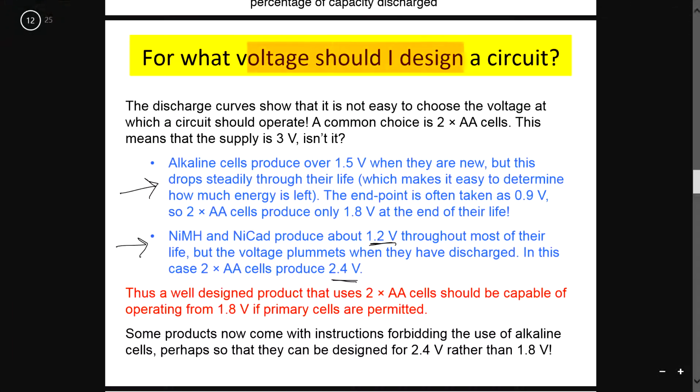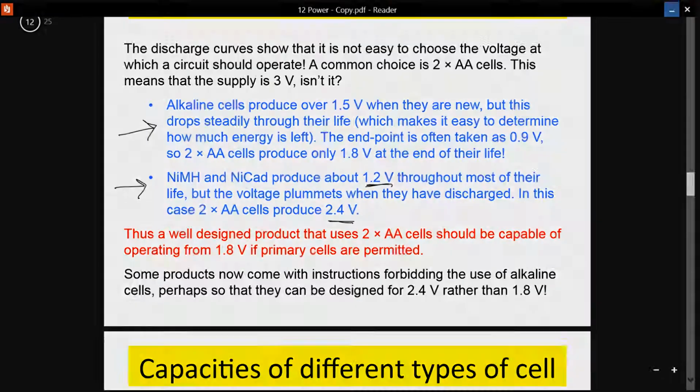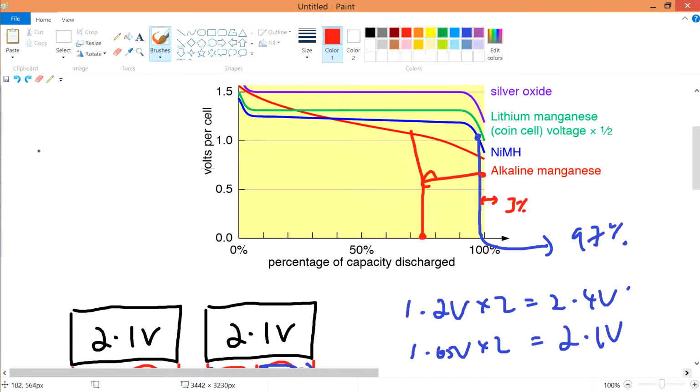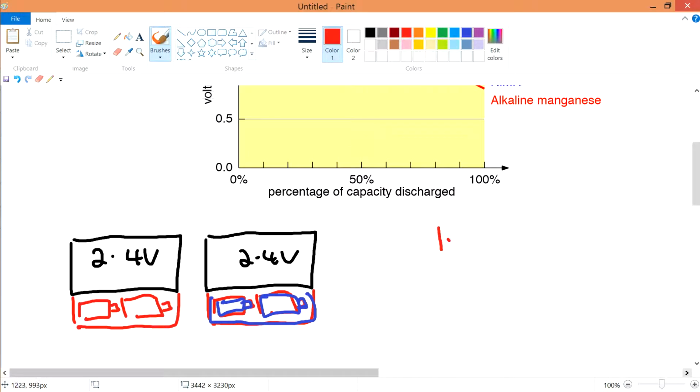So what voltage should I design a circuit for? This is exactly what they're trying to say on this page. Some products now come with instructions forbidding the use of alkaline cells or alkaline batteries, perhaps so that they can design for 2.4 volt rather than 1.8 volt. For example, if you have a machine that is 2.4 volt, and you use the alkaline manganese, 1.2 volt each battery, times 2 is about 2.4 volt, correct?